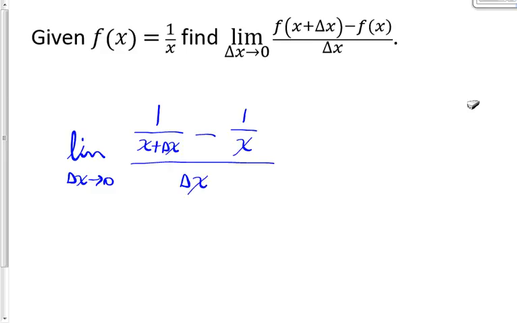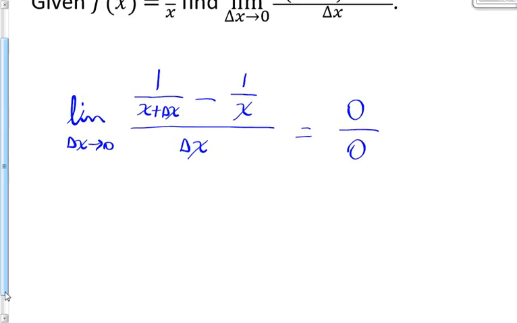Okay, direct substitution. If I plug in 0 for delta x, this is 1 over x minus 1 over x, which is a 0 for the numerator, divided by delta x, which would make a 0 for the denominator. Once again, the indeterminate form. So we've already seen an example of factoring when we get the indeterminate form, rationalizing when we get the indeterminate form. This is the case where we're going to simplify this complex fraction.